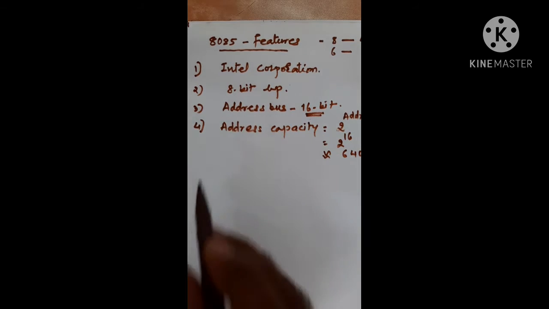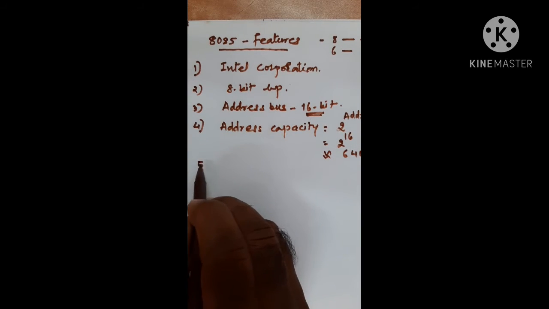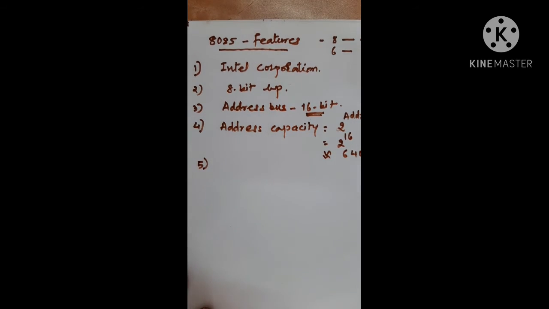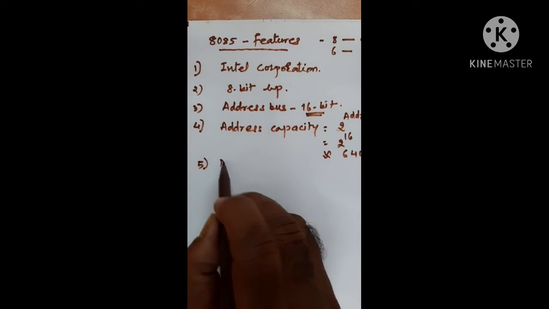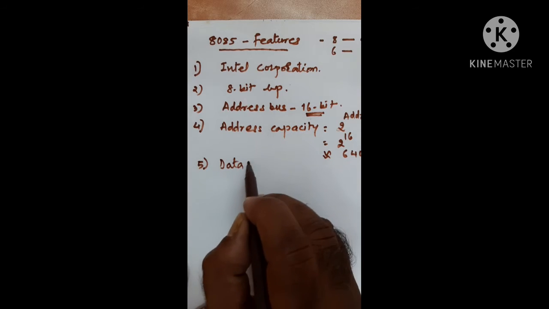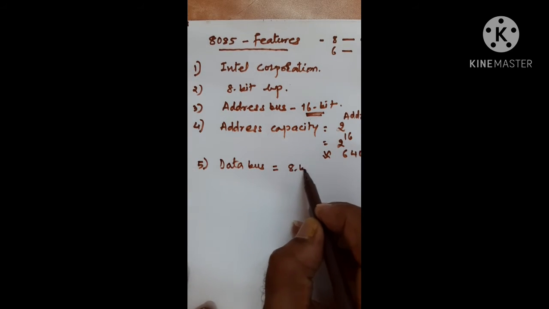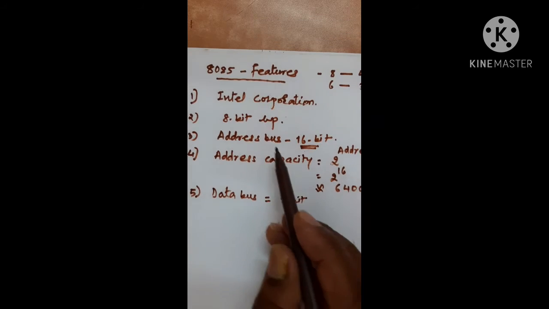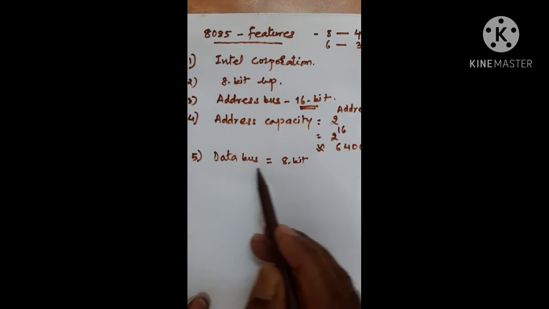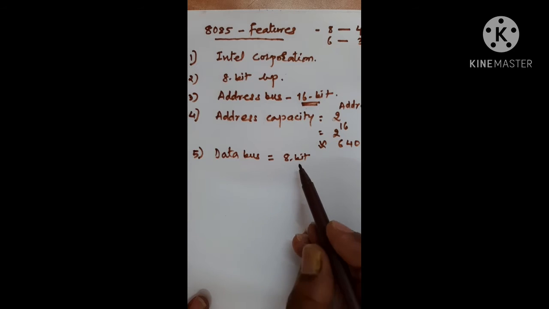Now, after number 4, fifth is the data bus. To carry the data information, there is a data bus of width only 8-bit, because its capacity is 8-bit. So this data bus width is also 8-bit.